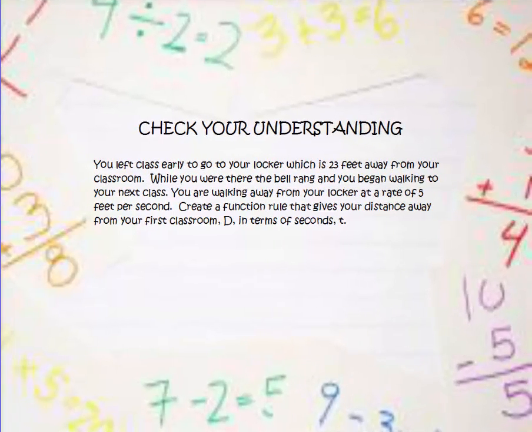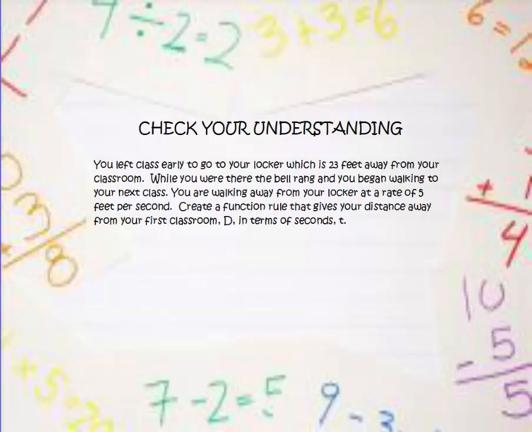All right, time to check your understanding. If you leave class early to go to your locker, which is 23 feet away from your classroom, then while you are at your locker, the bell rang, and you begin walking to your next class. So you're walking away from your locker at a rate of 5 feet per second. Create a function rule that gives your distance away from your first classroom, d, in terms of t seconds. Okay? So we want to find out how far we are away from our classroom.